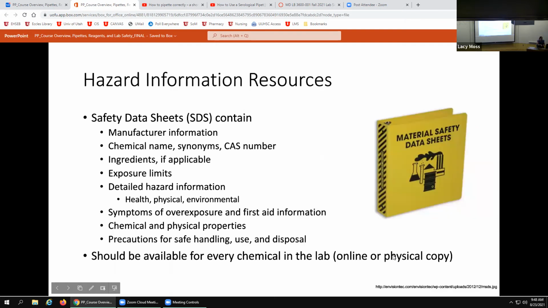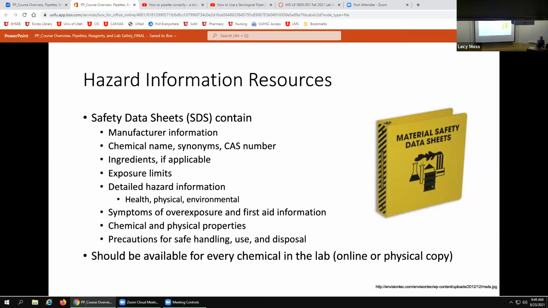All right, so hazard information resources. You're going to have your safety data sheets. They contain manufacturer information, the chemical name, synonym, CAS number, ingredients, exposure limits, detailed hazard information, symptoms of overexposure and first aid. That's good to know. Also chemical and physical properties, and then precautions for safe handling.